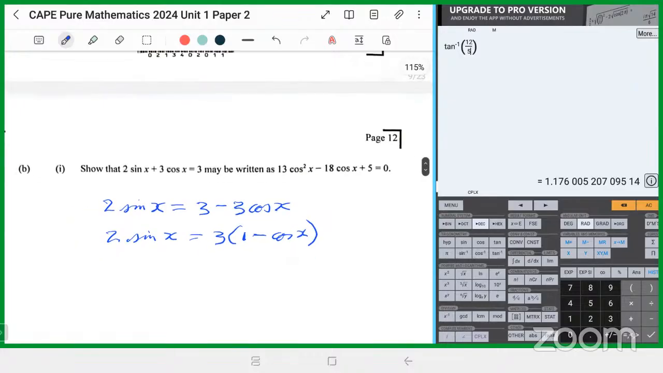And then I can square both sides. So now I'm going to square both sides. Square this side and square this side. I can also square both sides.